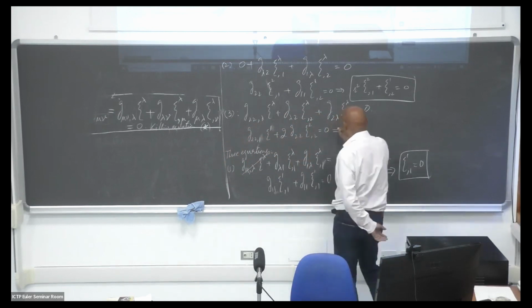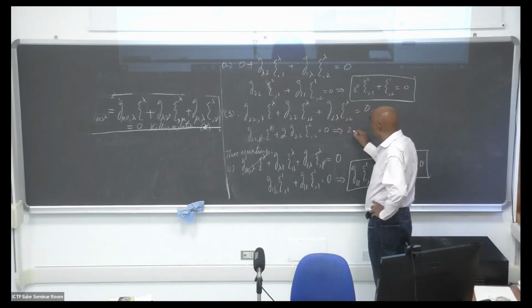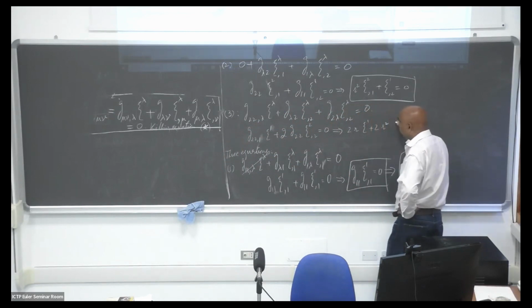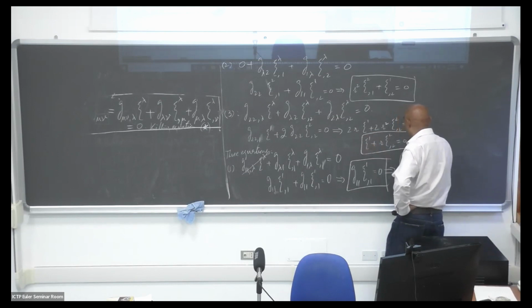Okay, so the derivative of r square is 2r. So 2r xi 1 plus 2 r square xi 2 comma 2 equal to 0, or when we simplify it, this becomes xi 1 plus r xi 2 comma 2 equal to 0.